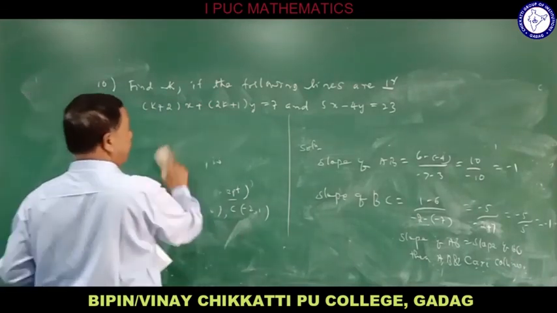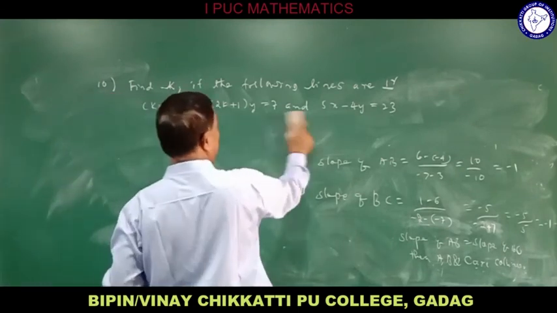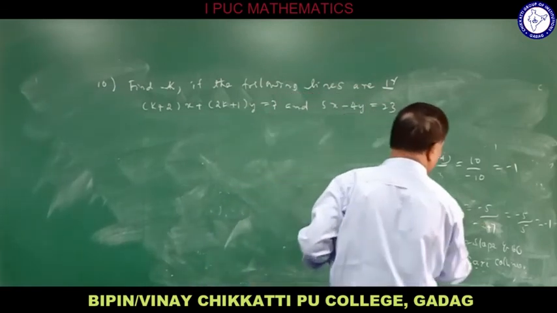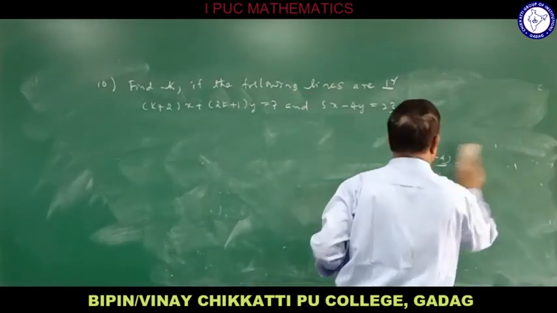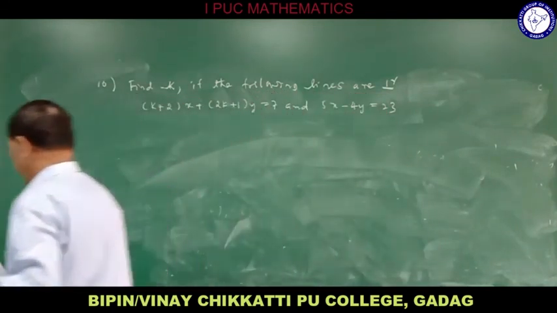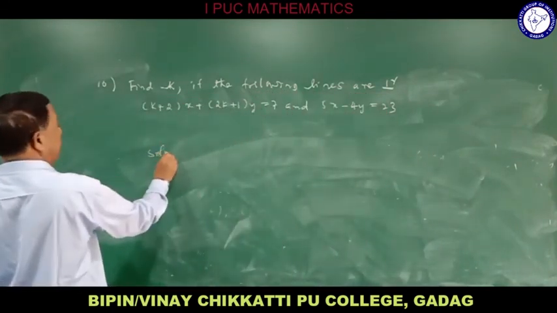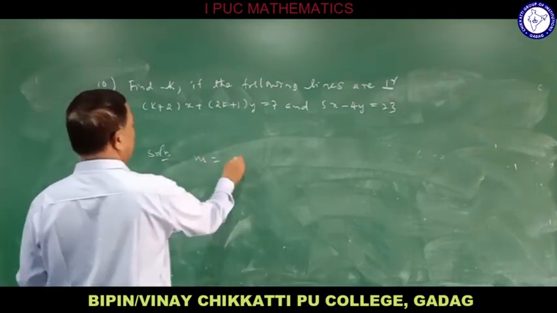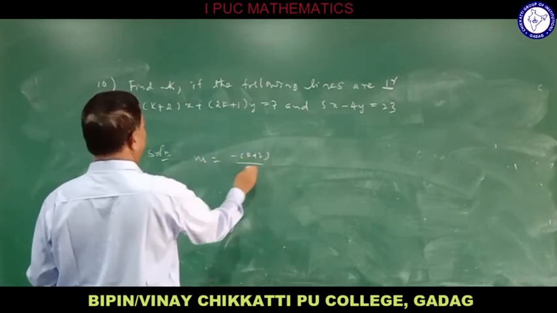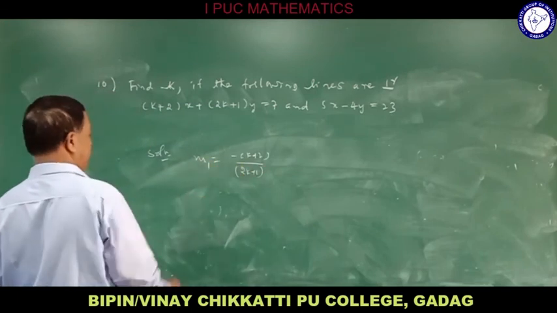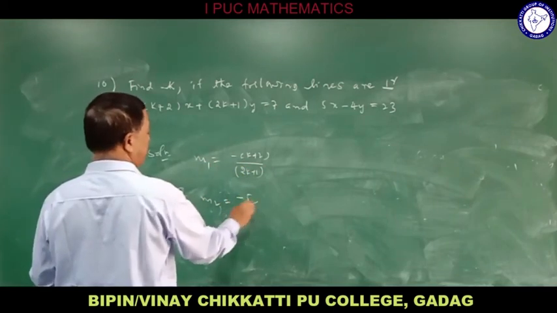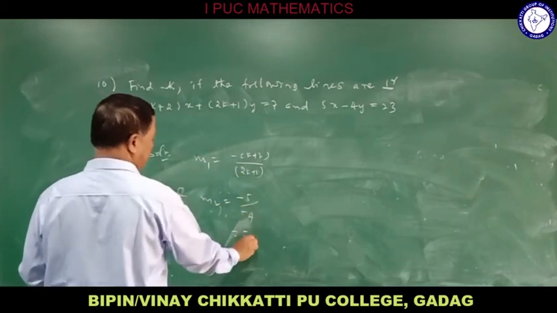You have to find the value of K using the condition that the lines are perpendicular. What is the condition of perpendicularity? The product of their slopes is equal to minus 1. The slope of the first line is M1 equal to minus A by B, meaning minus (K plus 2) divided by (2K plus 1). The slope of the second line is minus 5 divided by minus 4, which is nothing but 5 by 4.